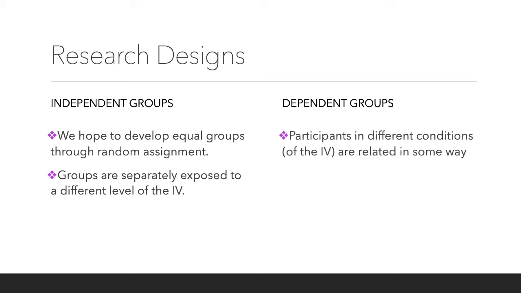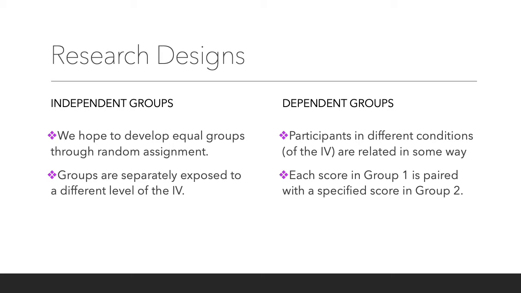Dependent groups are different. In fact, participants in a dependent group experiment are somehow related. They're not separate. They're not orthogonal, to use the fancy statistical word. How does that work? Well, in some way, each member of group 1 is paired with someone in group 2. There's a couple different ways you can do it. We'll talk about those ways. But instead of being independent from each other, they're actually related to each other. You'll sometimes hear dependent groups called related groups designs.